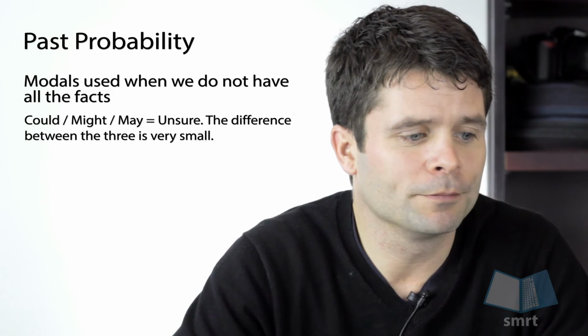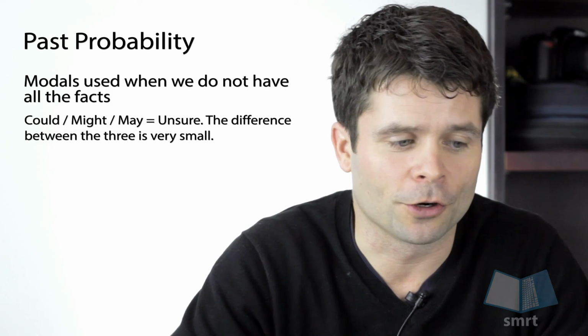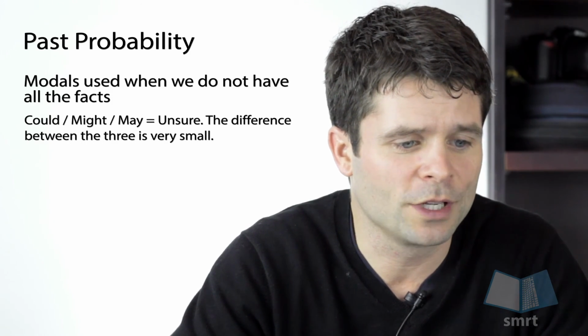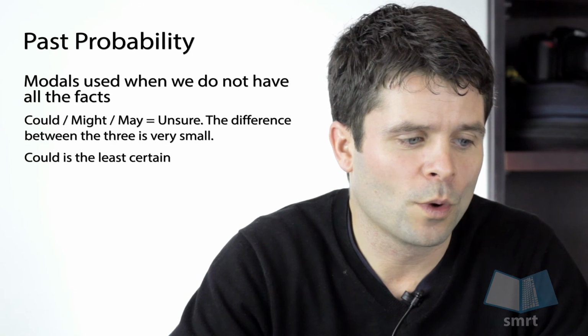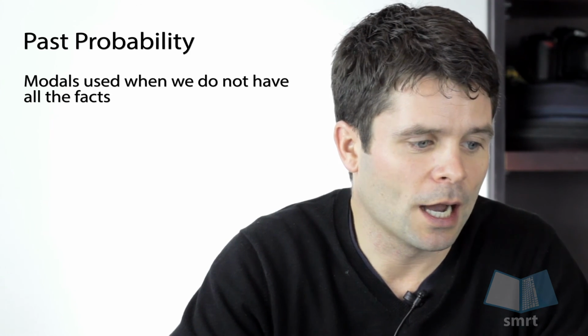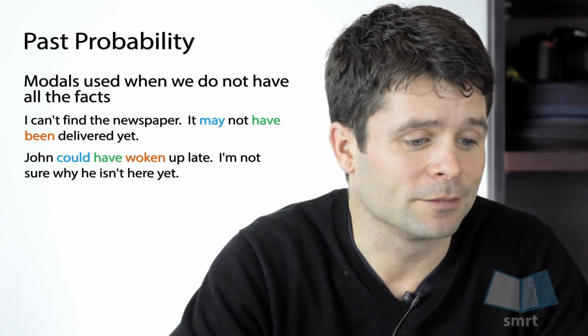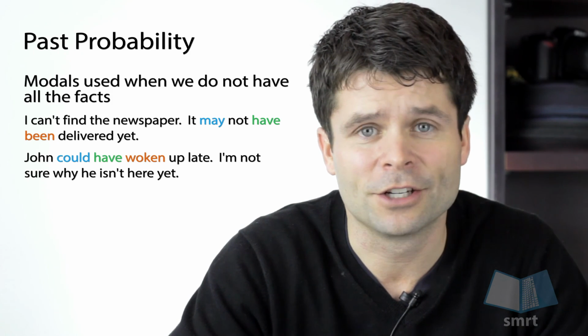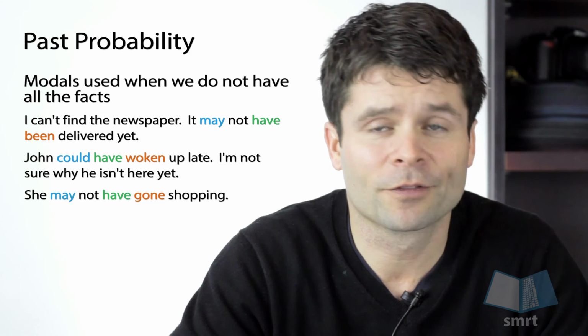Now, could, might, and may is when you're unsure. The difference between the three is very small. Could is the least certain. So I'm going to give you some examples here. Where is she? She might have left already. I can't find the newspaper. It may not have been delivered yet. John could have woken up late, but I'm not sure why he isn't here yet. She may not have gone shopping.